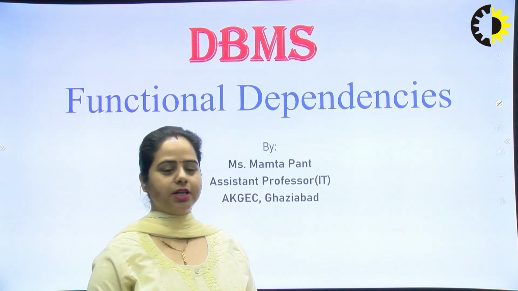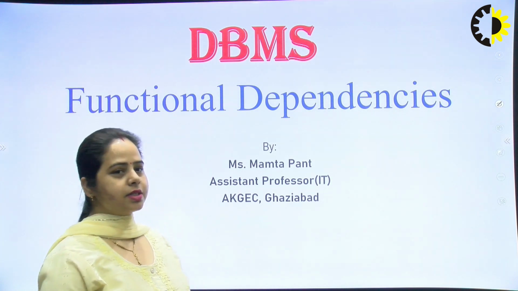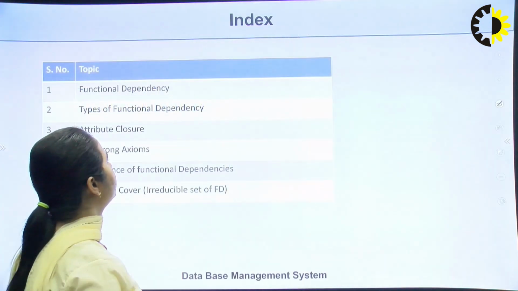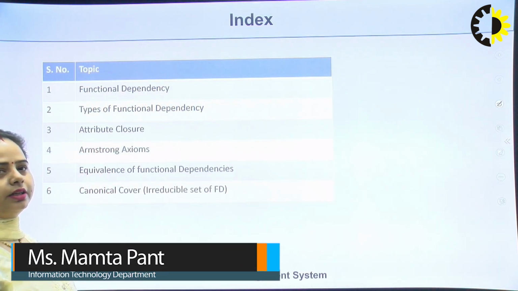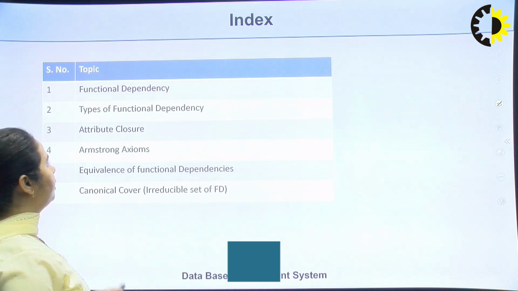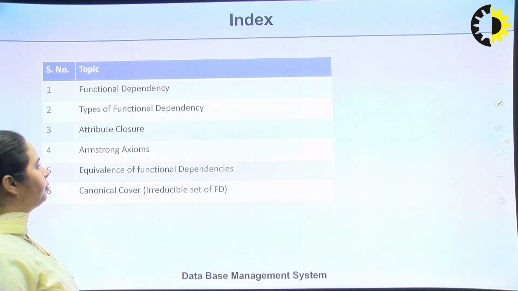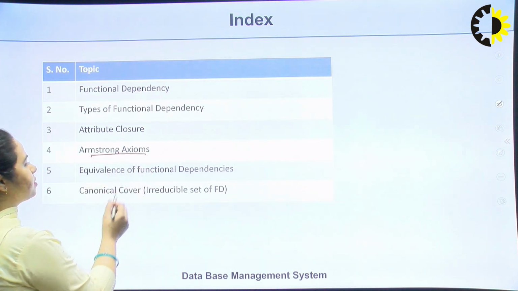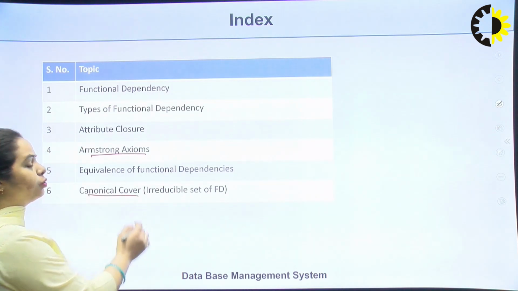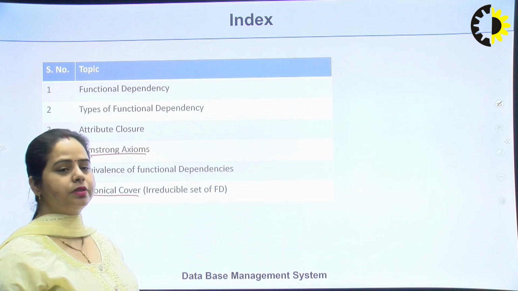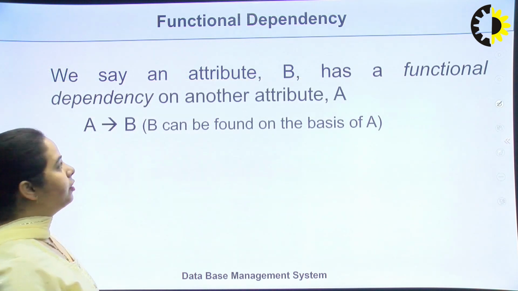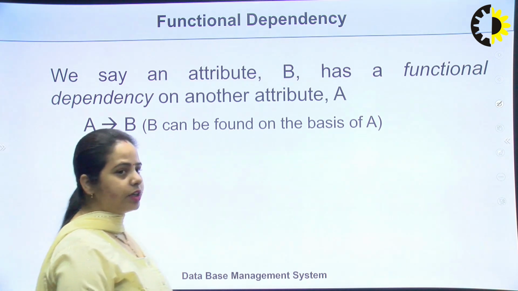Kumargar Engineering College, Ghaziabad. Today we are going to discuss the functional dependency topic used in DBMS. These are the topics we will cover in this video lecture. First is what is functional dependency. Next, types of functional dependency. After that, attribute closure, then Armstrong axioms, equivalence of functional dependency, and at the very last, canonical cover, which is also known as minimal cover or irreducible set of functional dependency. Let's get started. First of all, we need to understand what is functional dependency.